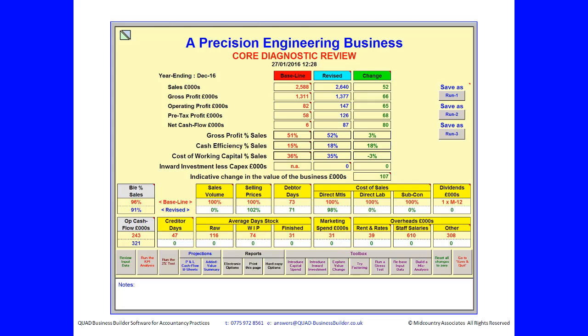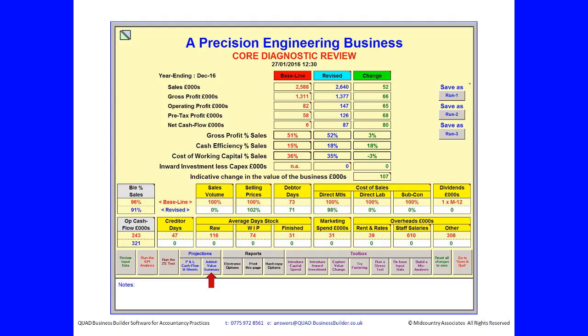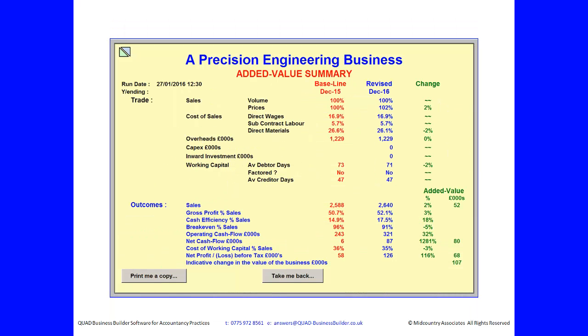And as you'd expect, Quad maintains comprehensive real-time reports that are available in your choice of quarterly or monthly formats and in either hard copy or electronic form. And last, but by no means least, Quad maintains an added value summary, a one-page report that provides you and your client with an unequivocal statement of what you started off with, what you've encouraged them to think about changing, and what the added value impact would be on their business of giving effect to those changes.